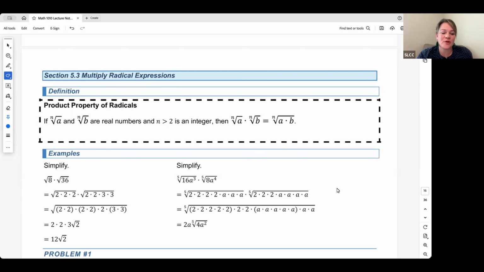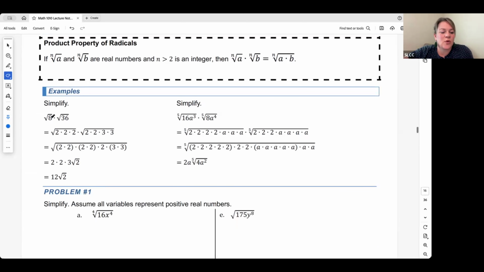Notice you have the nth root of a and the nth root of b. And remember, n is greater than 2. So we're talking about square root, cube root, fourth root. Then you can mash them together or separate them. As long as you have the same index, you can put them together under one root, or you can separate them into different roots. This is helpful when we're trying to simplify and multiply radical expressions. Let's see how.